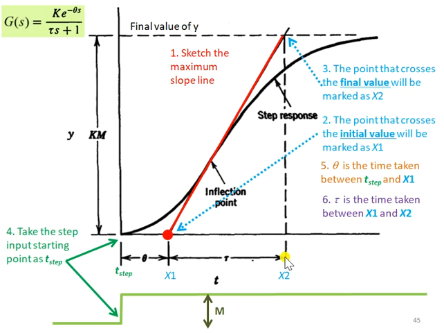The final parameter that we are going to consider is k, which is the process gain. The process gain can be obtained by dividing the reaction curve response magnitude, which means km, divided by the step input magnitude, which is m. So we have k as the process gain.